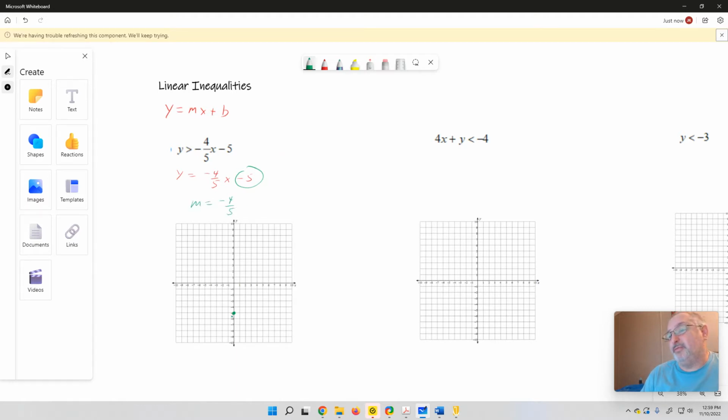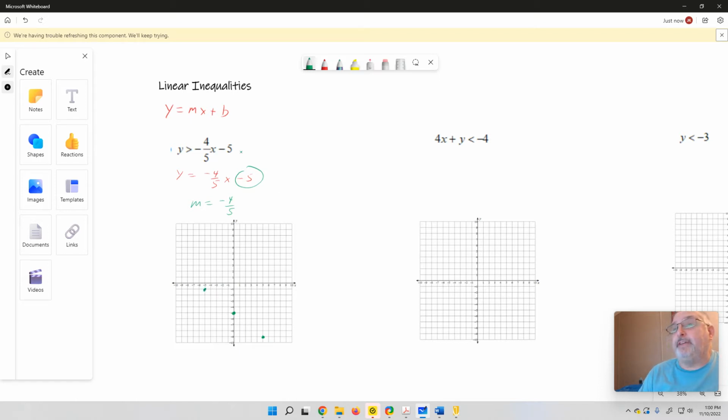That means I'm going to go down 4: 1, 2, 3, 4. Right 5: 1, 2, 3, 4, 5. There's a new point. I can do the same thing in the opposite direction from the initial point. I can go up 4: 1, 2, 3, 4. Left 5: 1, 2, 3, 4, 5. And there's my 3 points.